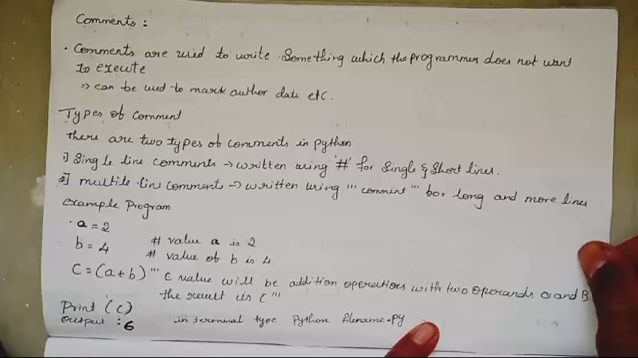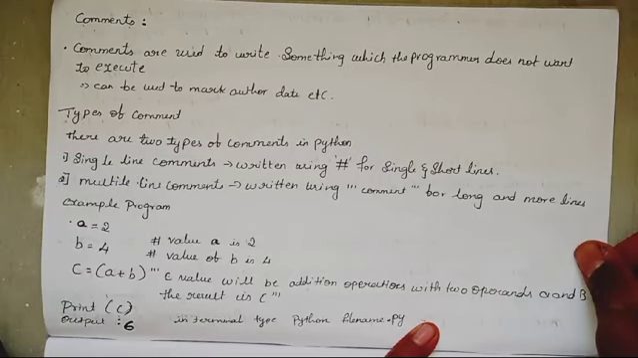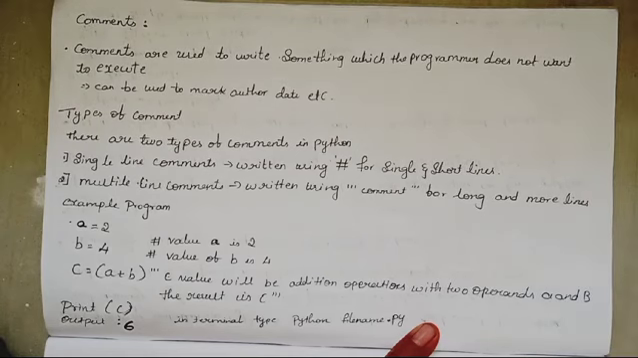The last topic of chapter 1 is comments. Comments are used to write something which the programmer does not want to execute. They can be used to mark the author, date, etc. Types of comments. There are two types of comments in Python: single-line comments, written using the hash symbol for short lines, and multi-line comments, written for long and more lines using triple quotes, and we should close them with triple quotes after writing the comment.